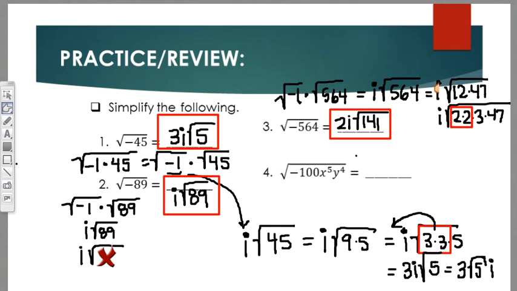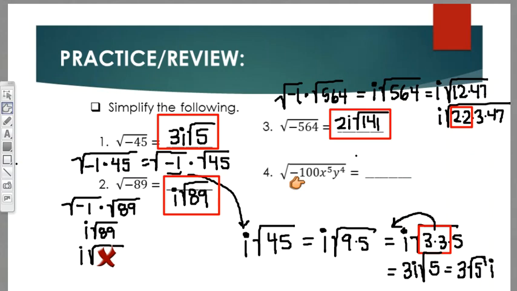Same with this one. There wasn't a whole lot to it. You ended up breaking down 564 into 12 and 47. Found one pair of 2's, pulled that out with my i, then multiplied what was left here. So 141 was what was left.